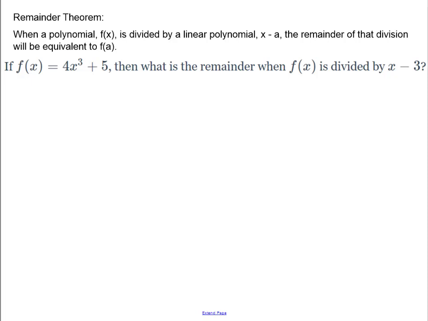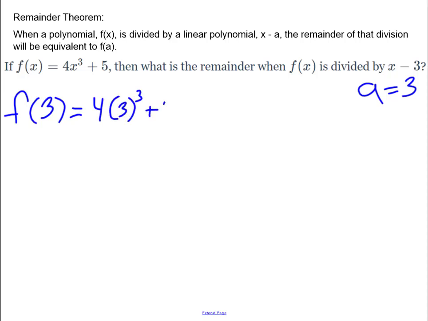So let's consider what this means. Notice that just like when we are transforming functions and we have x minus h, we want to notice that our a value here in x minus 3 for our example problem is 3. It is also going to be the value that makes this linear polynomial into 0, so it's 3. And then we can just evaluate this as f of a with our a value here of 3. It'll be 4 times 3 to the third power plus 5.